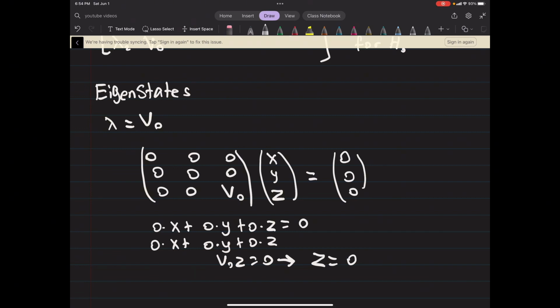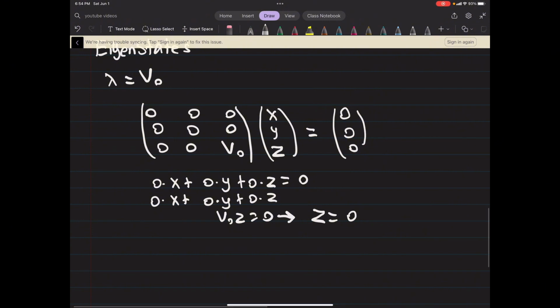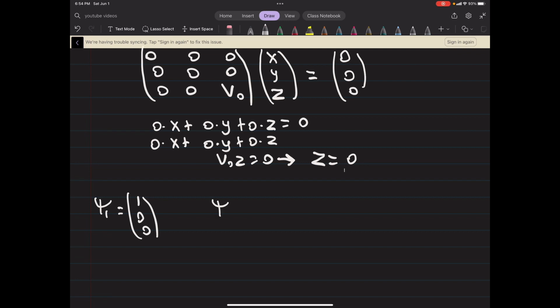Now, x and y are what we could call free variables. So in one scenario, we could have 1, 0, 0. We'll call it the first eigenvector. I should probably use psi because that's what we use. And in another case, we could have 0, 1, 0. Now technically you could have picked a whole bunch of different types of vectors, but these two are normalized, so they have a magnitude of 1.